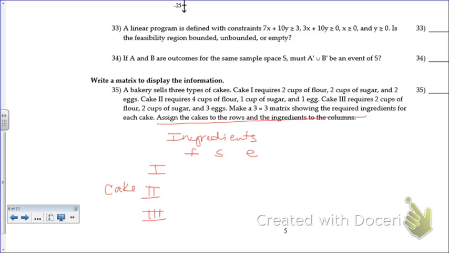So cake 1 takes 2 cups of flour, 2 cups of sugar, and 2 eggs. Cake 2 has 4 cups of flour, 1 cup of sugar, and 1 egg. And cake 3 has 2 cups of flour, 2 cups of sugar, and 3 eggs. And that's my 3x3 matrix, and that's it.